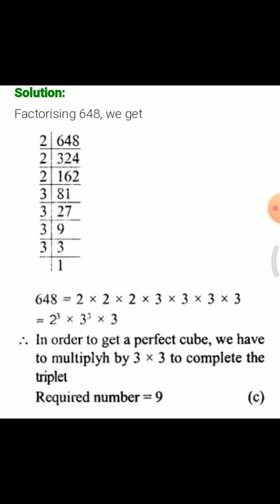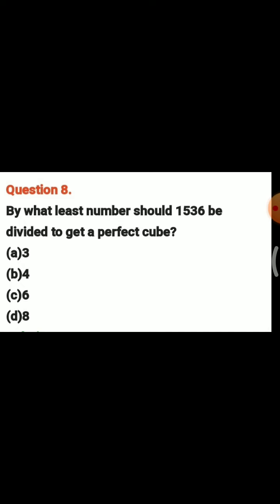In order to get a perfect cube, you have to multiply by 3 times 3 to complete the triplet. Because here 3 is not in the form of a triplet. You find only two 3s, which is not in triplet form. So the required number is 3 times 3, which is 9. Option C is the correct option.